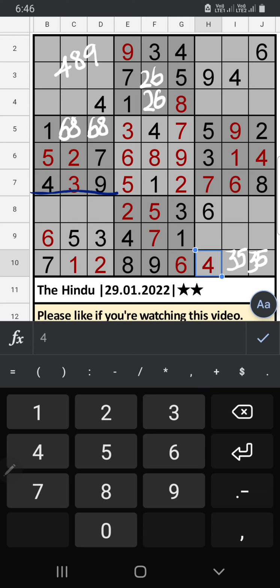7th grade, 3 numbers are remaining, 4, 8, 9. Column B and column D we have 4, so 4 can't come in these cells, then 4 is confirmed here. Then only 2 numbers are remaining, 8 and 9. Column D we have 9, so 9 can't come in this cell, 9 is confirmed here, then 8 is here. Column D we have 8, so 8 can't come in this cell, 8 is confirmed here, then 6 is here.